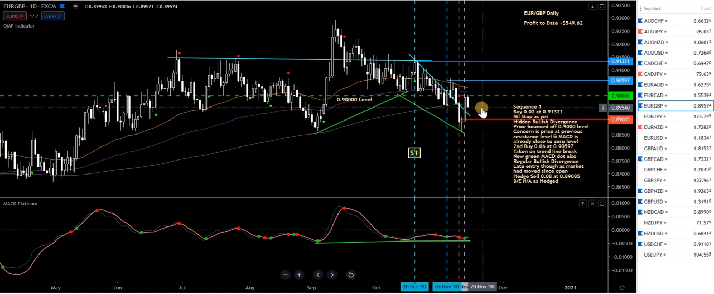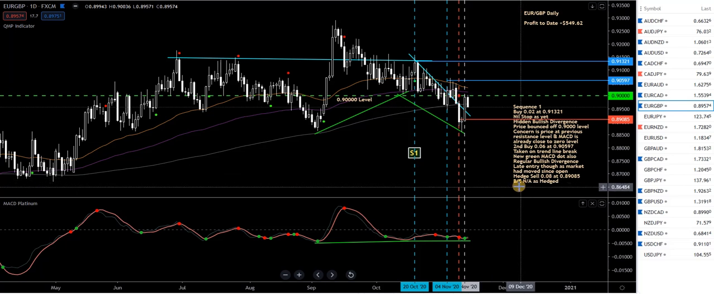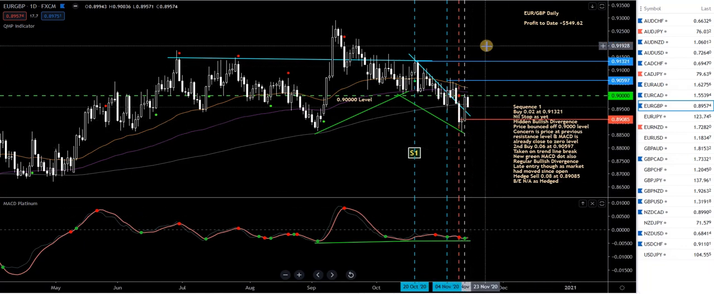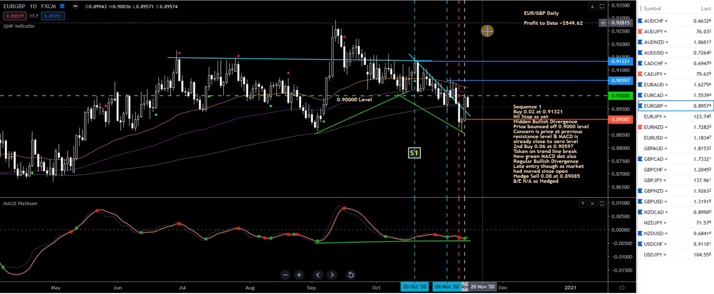So at the moment we're hedged, so I can't lose anything. You can see break even and break even not applicable as hedged. So I'm just locking in a loss at the moment, waiting for a new buy. It's a pair I don't mind trading. It's not a big mover, but it's sometimes a pretty good pair to trade.